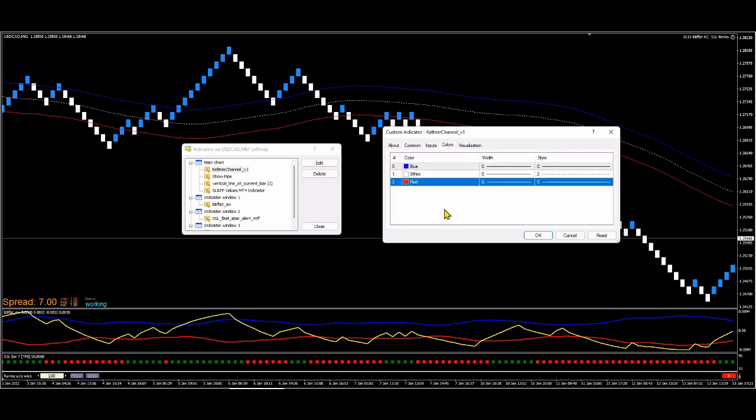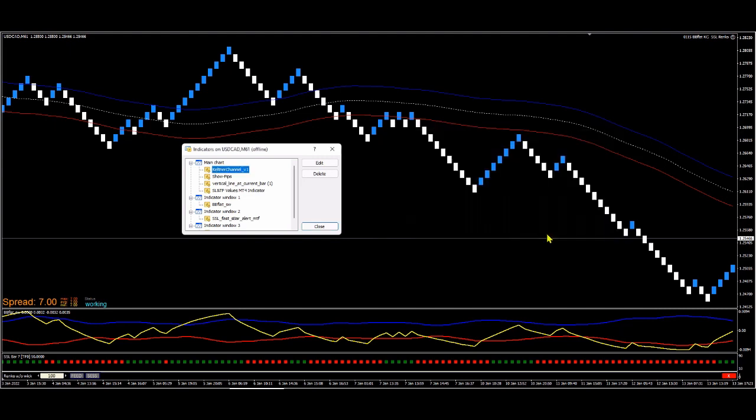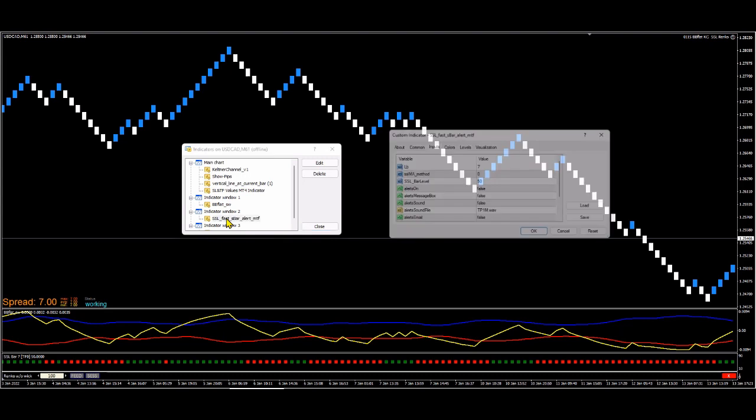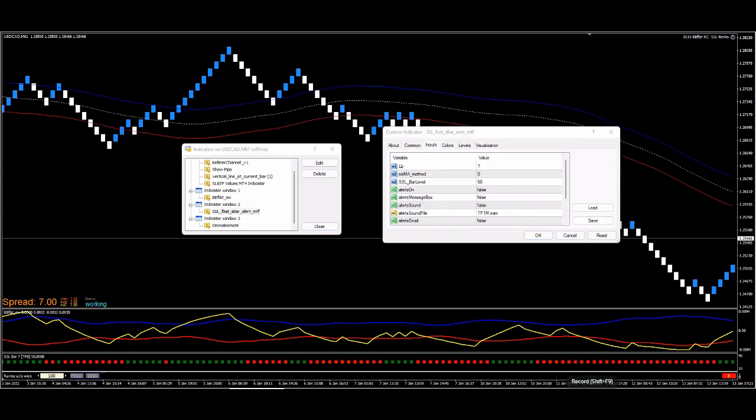And if you look at how I have my colors set, I have my top line blue, the middle line white, and the bottom line red. So there you go. There is our Keltner channel. The next indicator is our C1. This is our SSL down here. Let's take a look at that one. The main thing to look at is the pound level for your SSL, and I have mine set to 7.